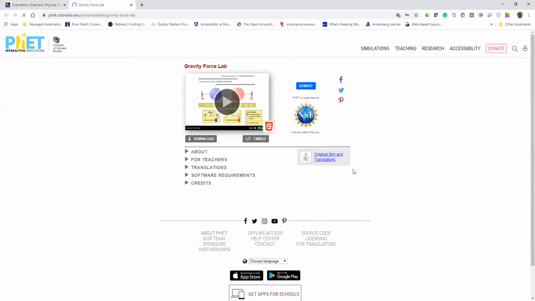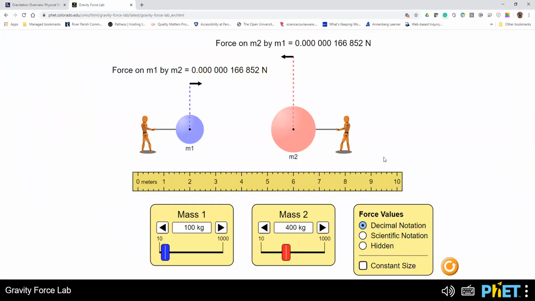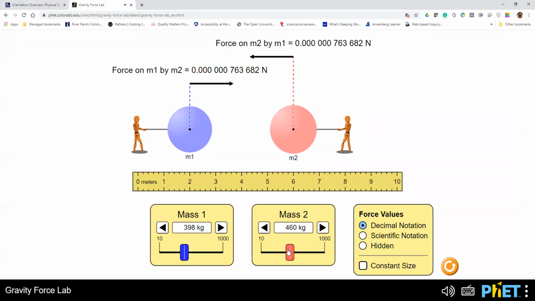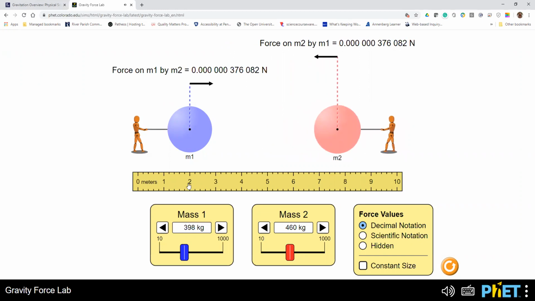All right, so open the simulator. Click the big red 5. By now you probably have seen that on a bunch of them. And the way this one works is you can adjust the mass by sliding the slider or individually. You can drop and drag to move them closer or further. And this ruler measures the distance between them in meters.